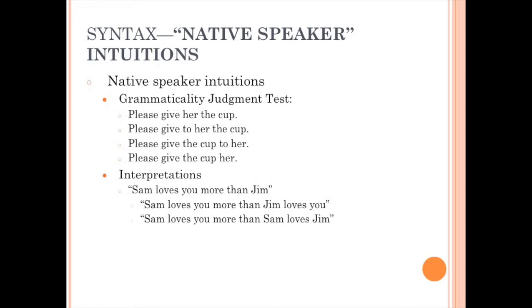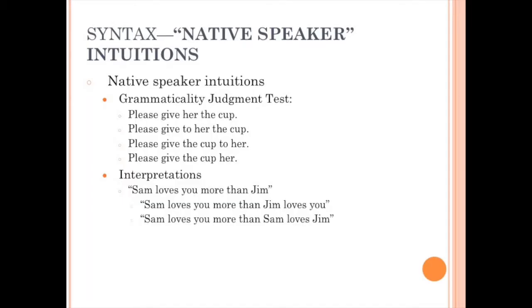You may have found some of those easier to make a decision about than others. So that's an example of a grammaticality judgment test, or one item in a grammaticality judgment test. And that is one of the ways in which linguists studying syntax can tap into native speaker intuitions.